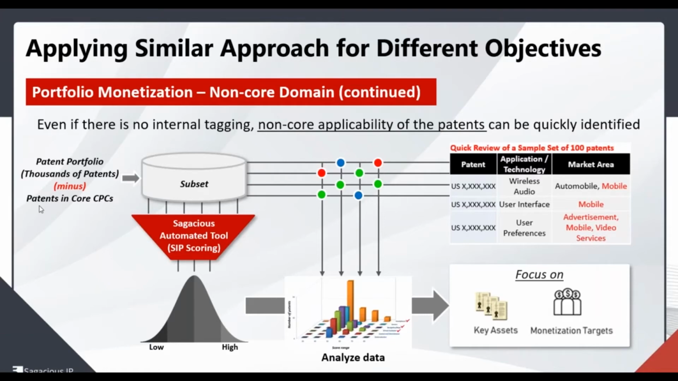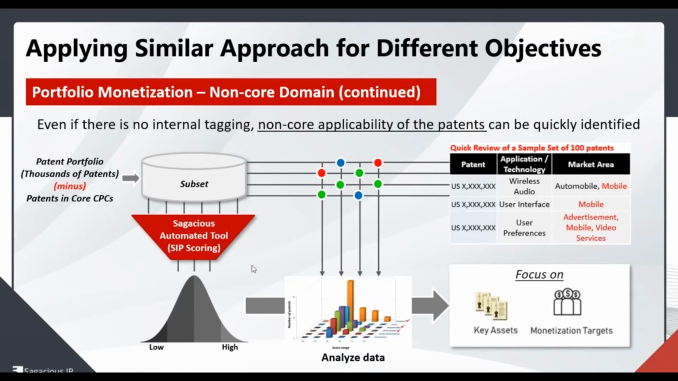So after we obtained the subset, we ran it through the automated ranking tool. We picked around 100 patents for manual analysis, and in that 100 patent set we quickly tagged them. For example, if a patent was related to wireless audio, then we know the applicable market area would be automobile or mobile. Similarly, if a patent is related to a user interface, it might be applicable to mobile. It might be applicable to other areas, but the restrictions in the claim mean that this patent is only applicable to, say, a wireless or handheld device. Accordingly, we created those market tags.